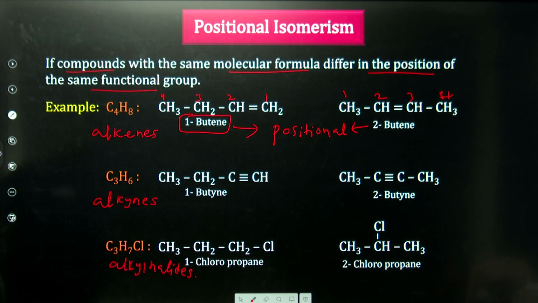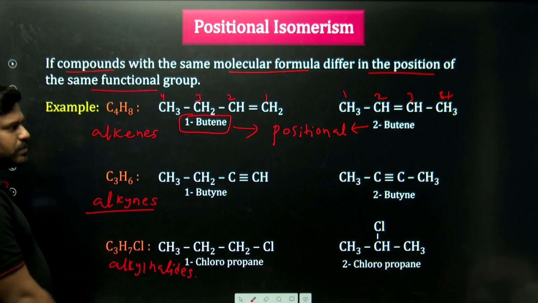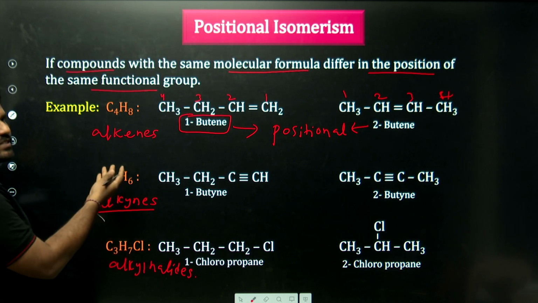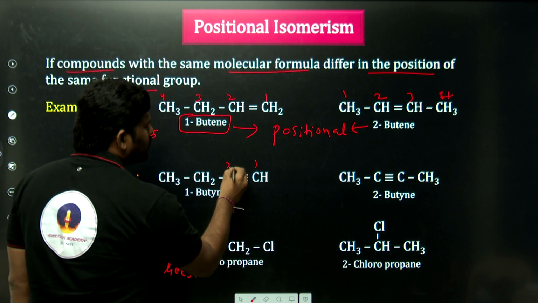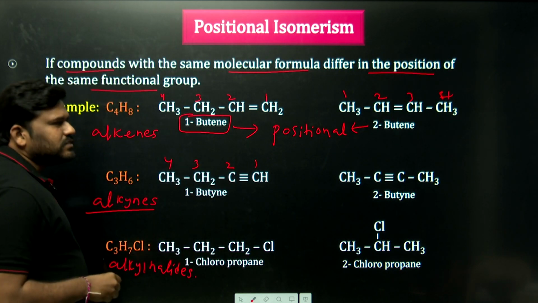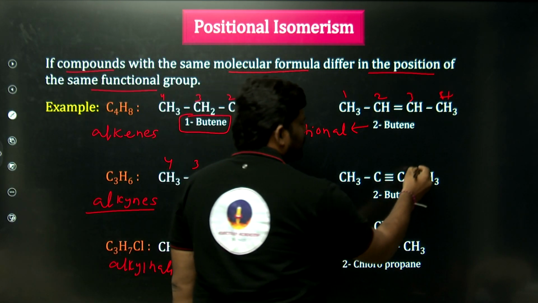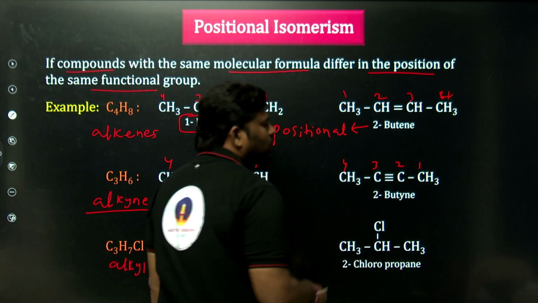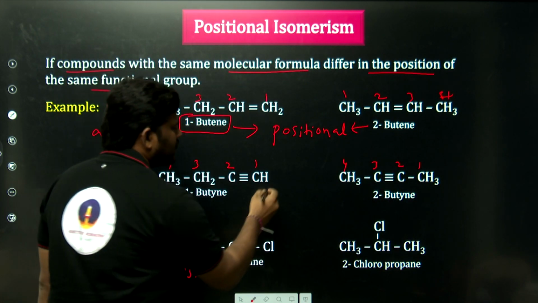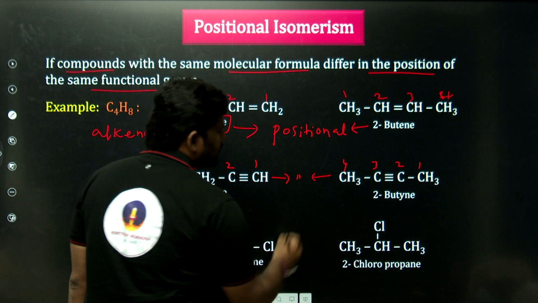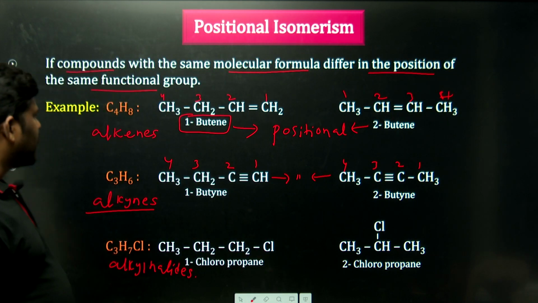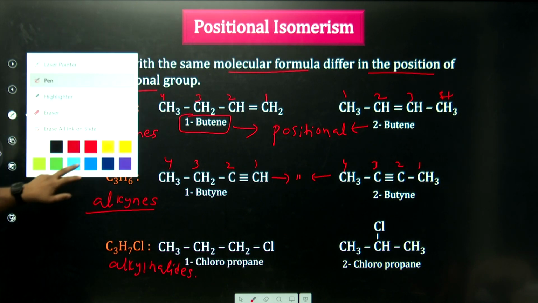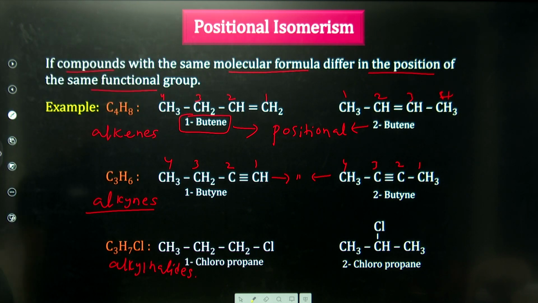Next, alkynes also exhibit the same; in alkenes there is a double bond, here there is a triple bond, that is the difference. Same thing: 1-butyne and 2-butyne are also known as positional isomers. Same molecular formula but the triple bond position is different. These are called positional isomers.